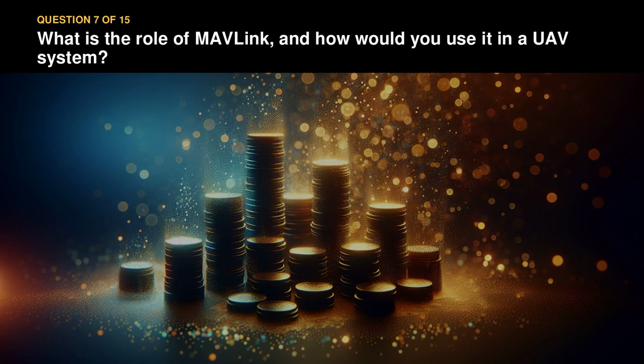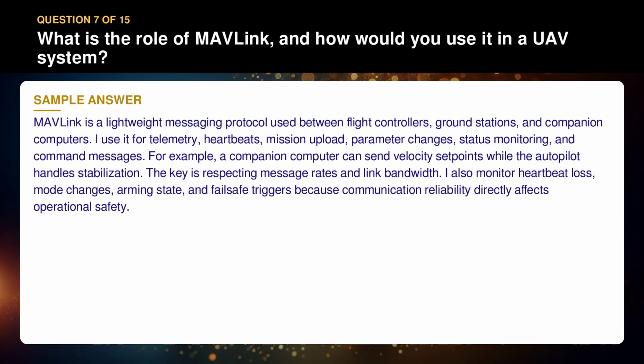Question 7. What is the role of MAVLink, and how would you use it in a UAV system? MAVLink is a lightweight messaging protocol used between flight controllers, ground stations, and companion computers. I use it for telemetry, heartbeats, mission upload, parameter changes, status monitoring, and command messages. For example, a companion computer can send velocity set points while the autopilot handles stabilization. The key is respecting message rates and link bandwidth.